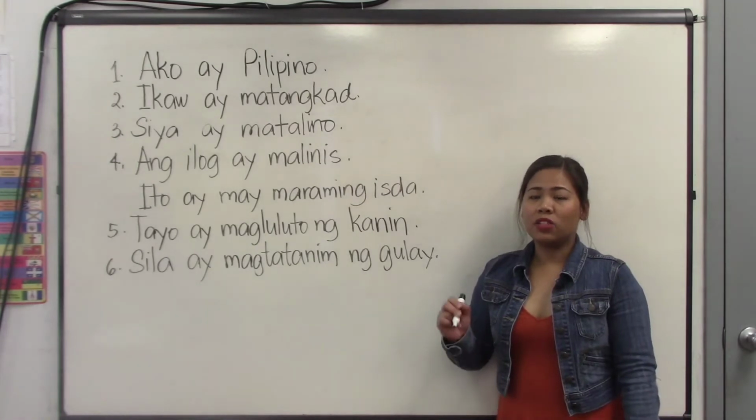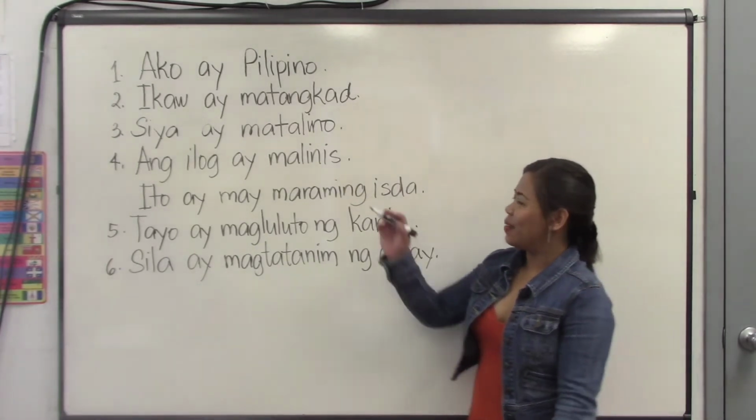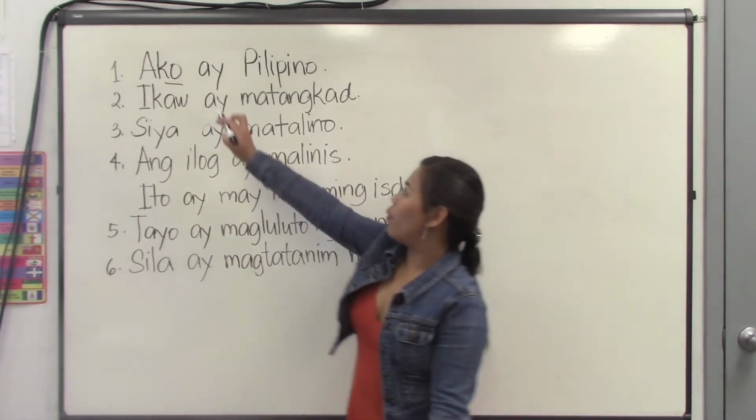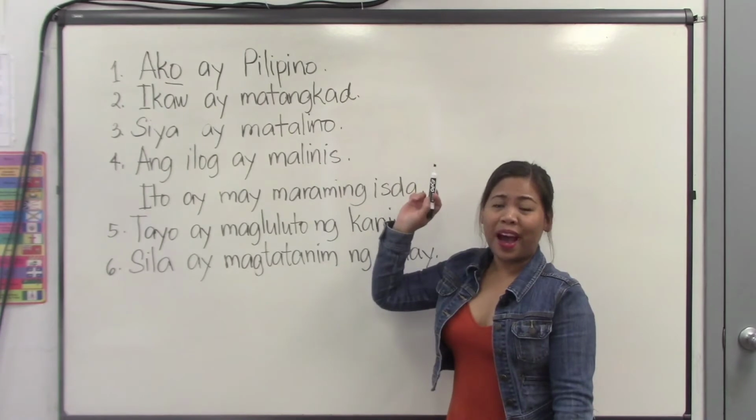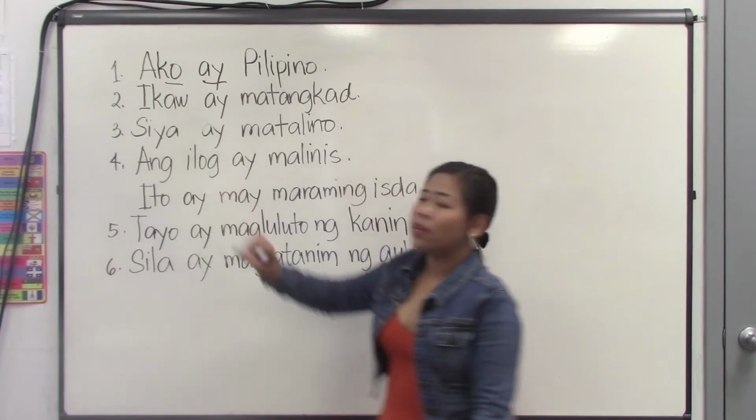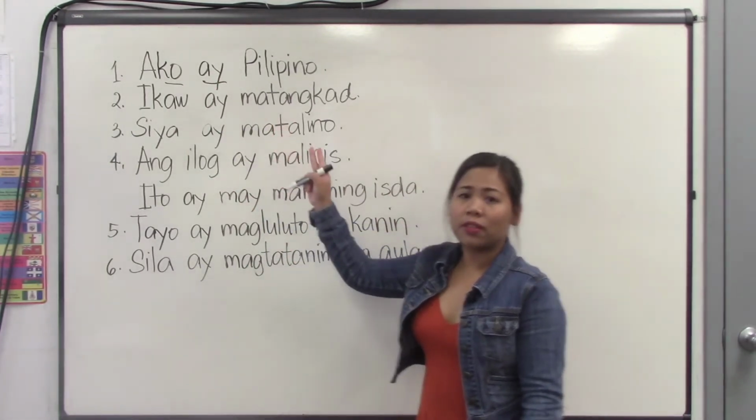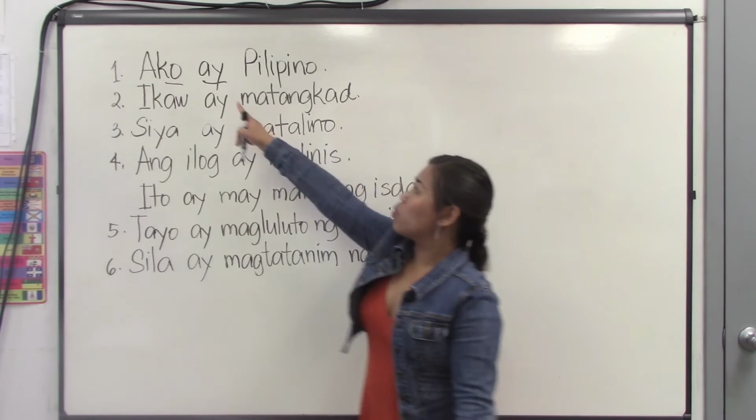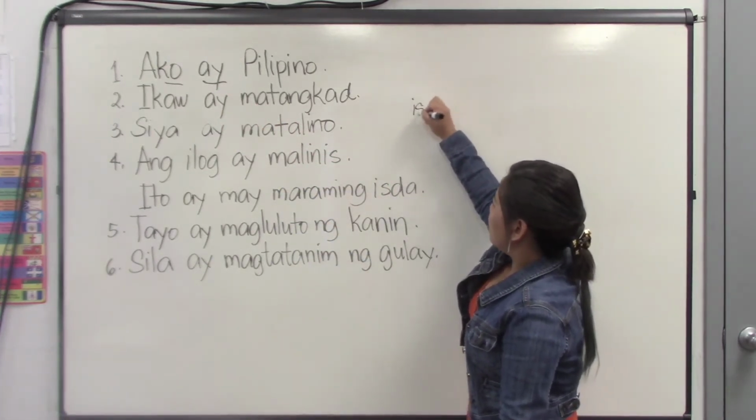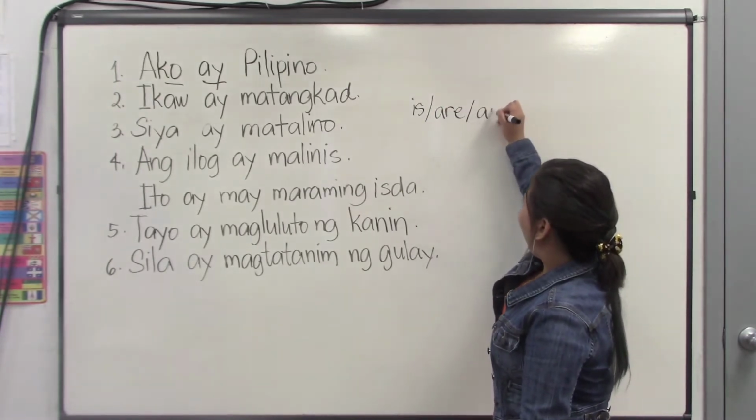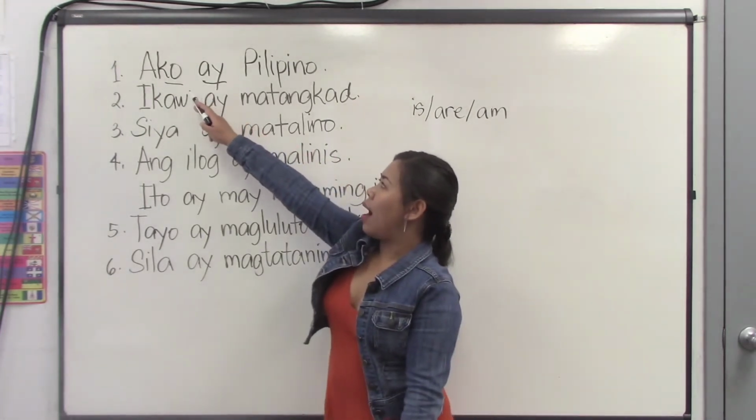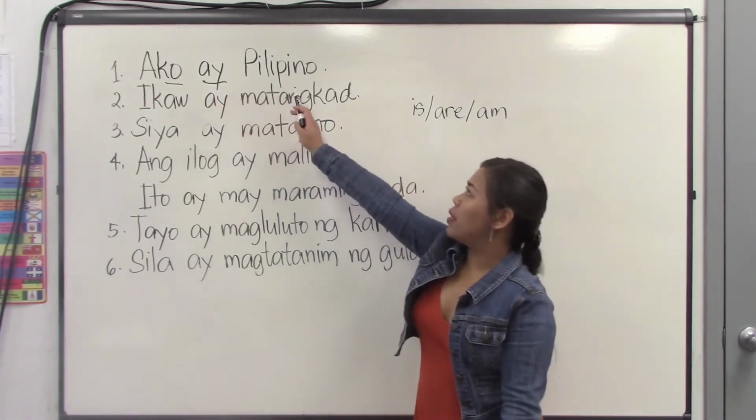Now let's use each personal pronoun in a sentence. So number 1, ako. So ako is I, right? Ako, I. Filipino. Do you have an idea what this is? Ako is I. And then this is an auxiliary verb. I mentioned this one several times in the previous lessons already. This word, ay, is, are, or am. It is an auxiliary verb in Filipino. So ako, I am a Filipino.